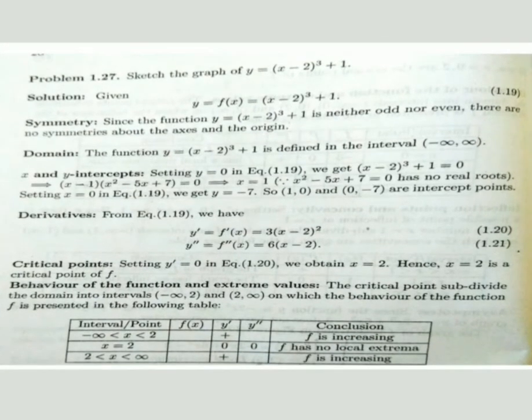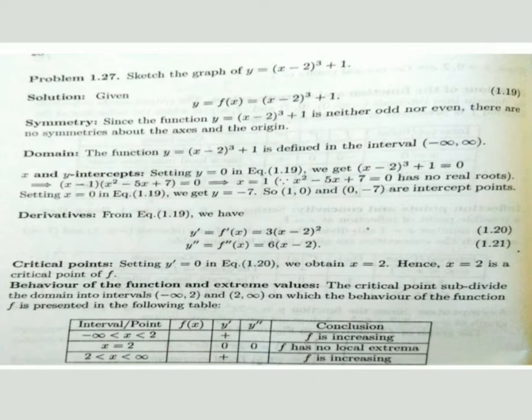We will obtain that as x minus 1 into x square minus 5x plus 7 equal to 0, applying the formula for x minus 2 whole cube. Next that implies x is equal to 1, and x square minus 5x plus 7 equal to 0 has no real root. So therefore x is equal to 1 only. Now setting x equal to 0, we get y is equal to minus 7. So therefore 1 comma 0 and 0 comma minus 7 are the intercepts.